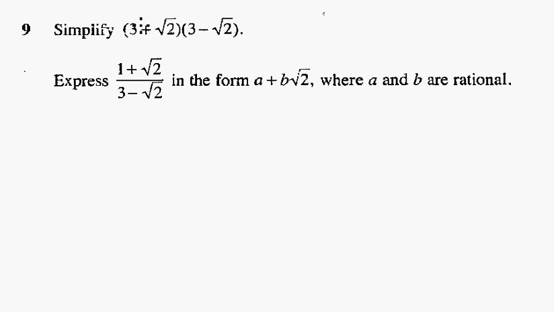If we take this first part of the question and expand it using whichever method you want, first outside, inside, last, or whatever, you've got 3 times 3, you've got 3 times minus root 2, you've got root 2 times 3, and you've got root 2 times minus root 2, and you have to add all those together. What you get is 3 times 3 is 9, 3 times minus root 2 is minus 3 root 2, root 2 times 3 is plus 3 root 2, and root 2 times minus root 2: root 2 times root 2 would be 2, so root 2 times minus root 2 is going to be minus 2.